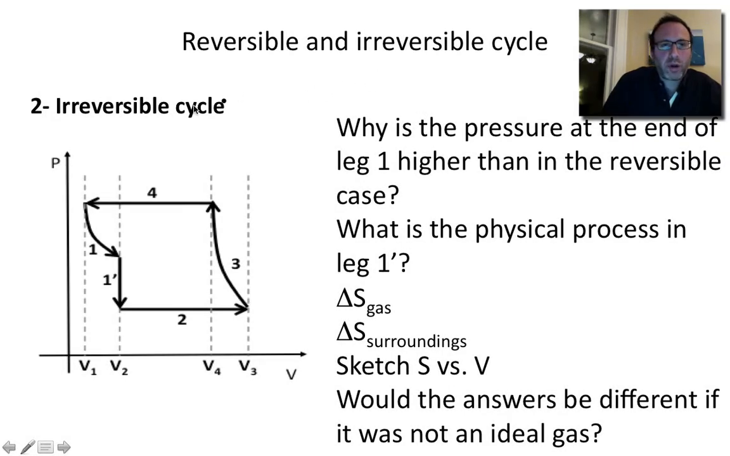Here's the second part of the problem where we have an irreversible cycle. In fact, the only part of the cycle that's irreversible is leg 1. And what we do in leg 1 is we let the system go through an irreversible expansion. It's still adiabatic, but it's irreversible.